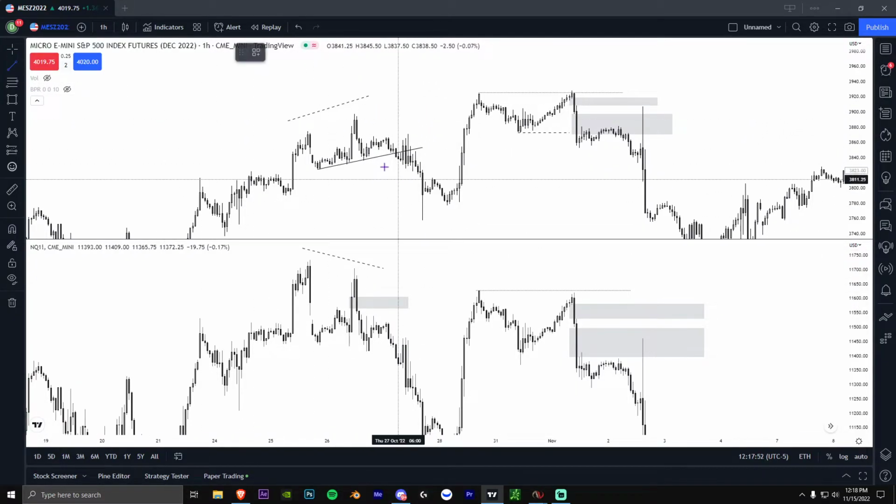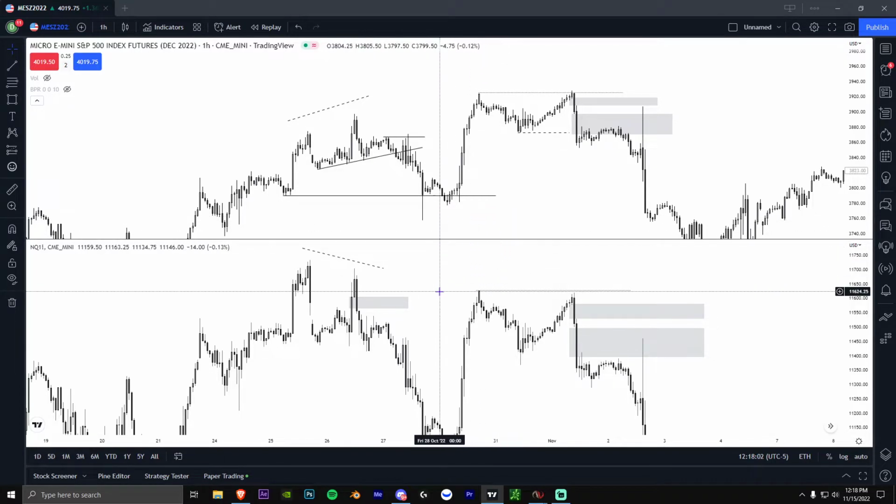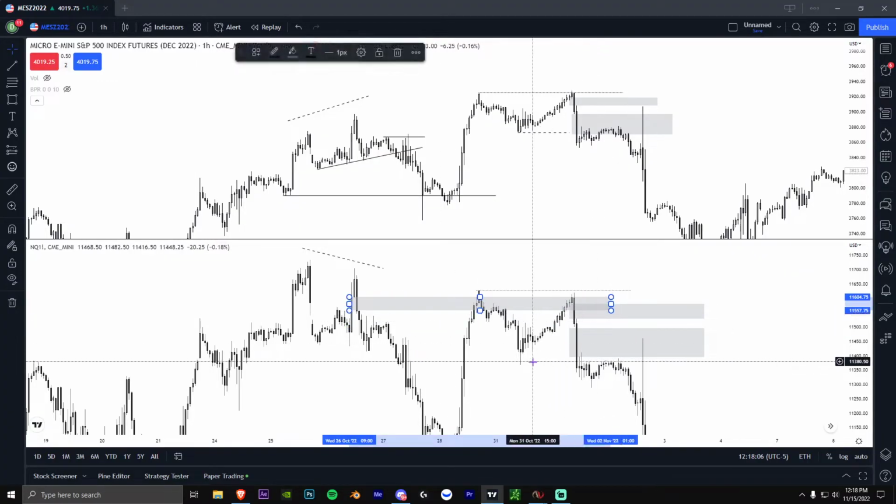But then we did retrace to these equal highs right here, took out those equal highs, and then we dumped, and then here's your target. So these divergences can definitely set up for a lot of examples. We ended up getting the entry over here, but then that was just like a whole new setup.